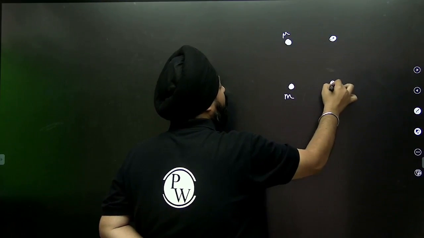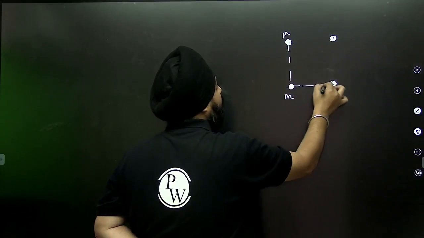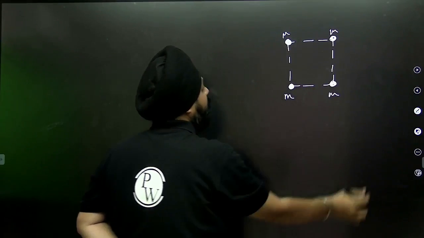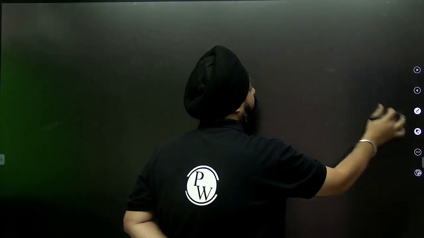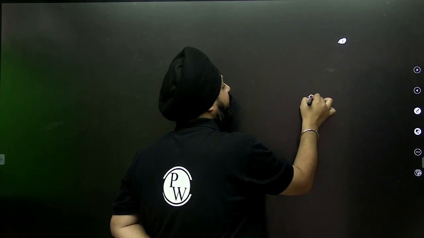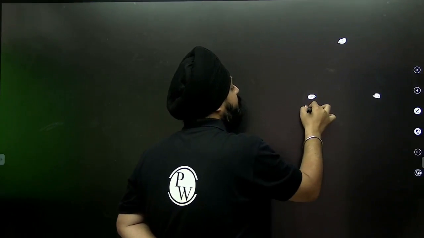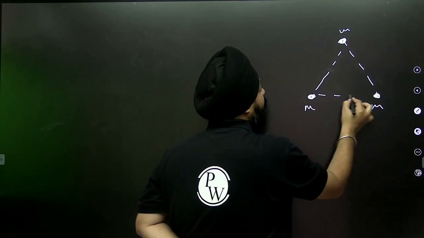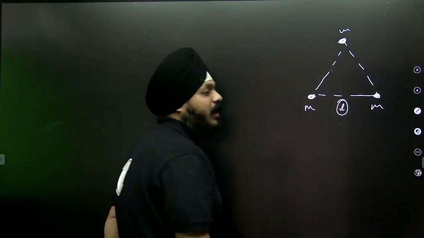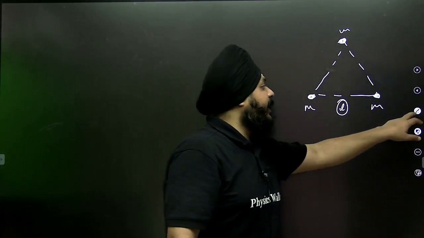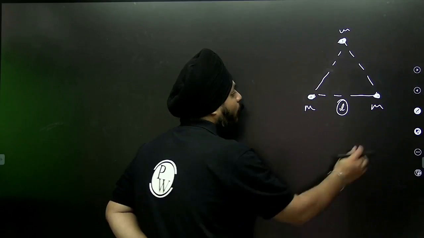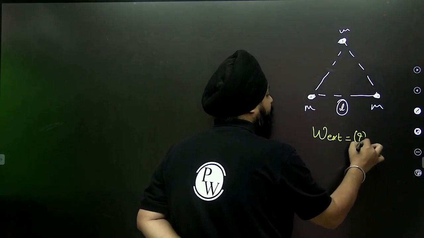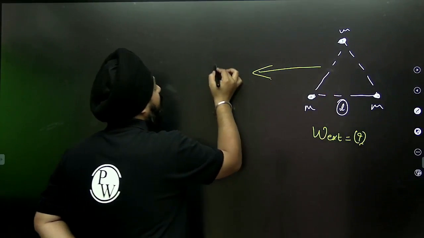Four masses are kept on the vertices of a square. Or if you want to simplify this and understand the concept, 3 masses are kept on the vertices of an equilateral triangle of length L. How much work done by the external agent is needed to make the configuration this way?